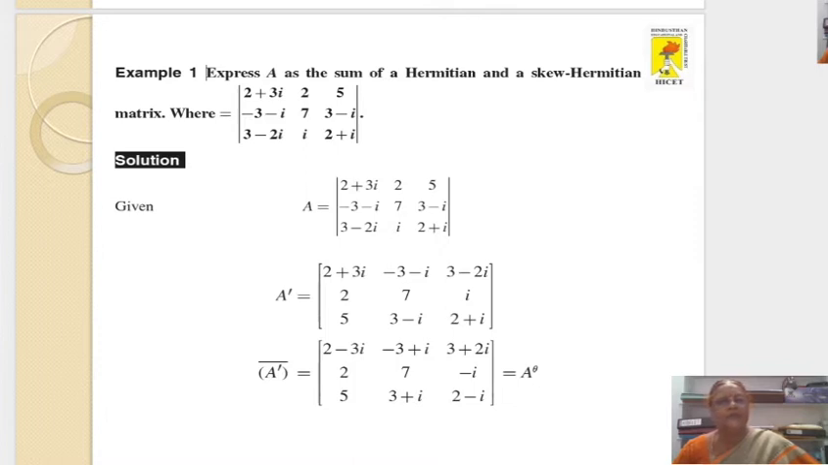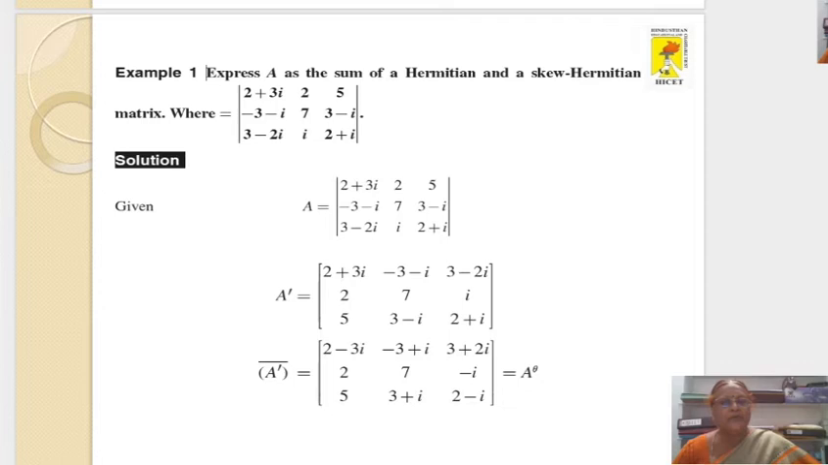Now, here first we have to find out A power theta. For that, first we have to find out A dash, which is nothing but A transpose. In that, all the rows will become columns and columns will become rows. So, 2 plus 3i, then minus 3 minus i, 3 minus 2i; then the second column will become the second row, 2, 7, i; then the third column, 5, 3 minus i, 2 plus i will become the third row.